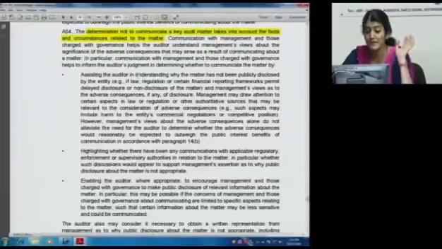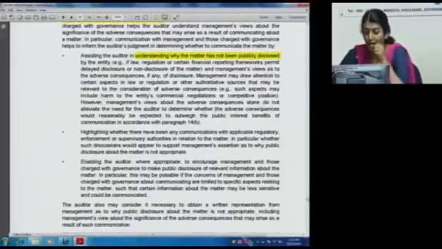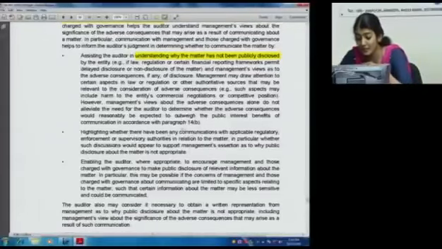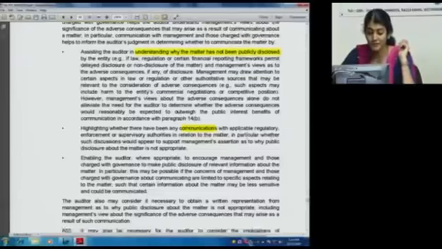So what is the first step? Assist the auditor in understanding why the matter has not been publicly disclosed. So understand. Then highlighting whether there have been any communications with the applicable regulatory, enforcement or supervisory authorities. That's not there in the book. This I'm showing you from the text: any communications with the regulatory, enforcement or supervisory authorities in relation to the matter.